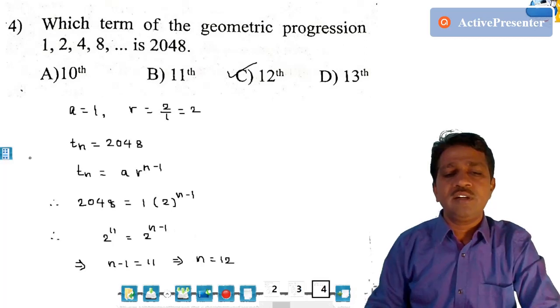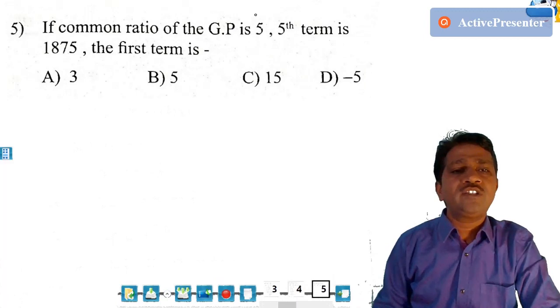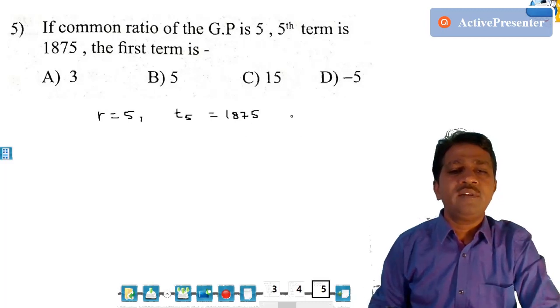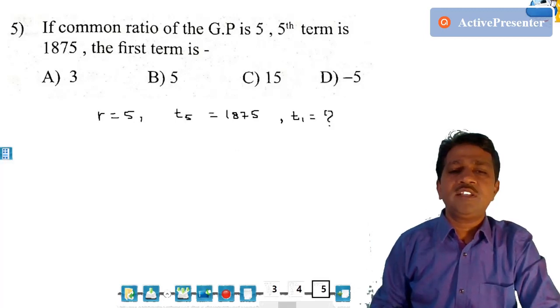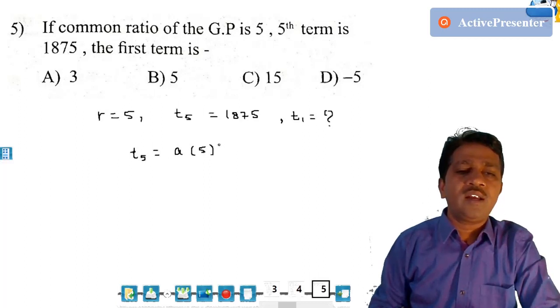Okay, now let us proceed further for the fifth example. The common ratio of a GP is given, that is R is equal to 5, and the fifth term is given as 1875, and we have to find the first term, that means we have to find T1. T1 is nothing but A. We have the formula for Tn. Using that, I can write T5 is equal to A into R, that is 5, raised to n minus 1, that is 5 minus 1.